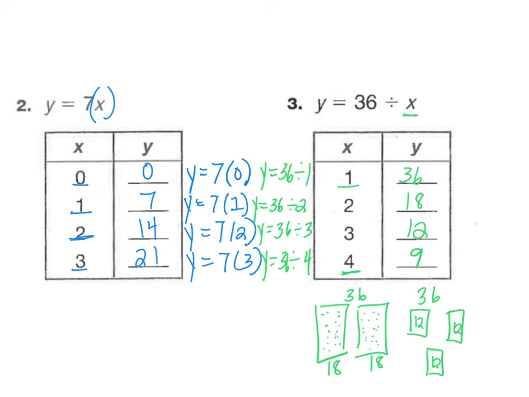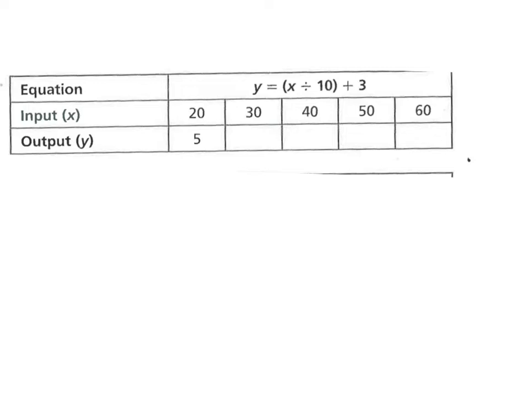All right, next one. Here we have Y equals X divided by 10 plus 3. So we have our input, which is our X, and our output, that is our Y. I already solved the first one, so now we're going to do the second one. Y equals, in parentheses, 30 divided by 10, plus 3. I'm doing 30 divided by 10 first because that's in parentheses. 30 divided by 10 is 3, plus 3 equals 6. I put that here because it's my output for 30 as my input.